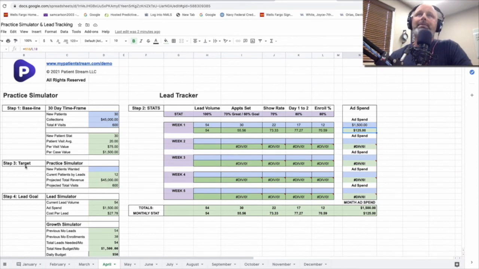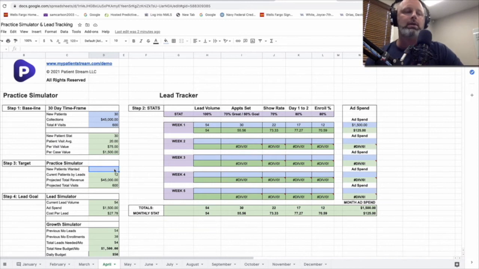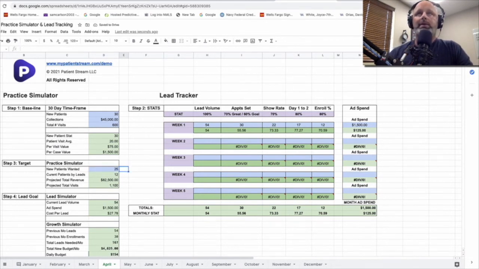All right, now step 3 is the practice simulator. All right, so we're at $45,000 a month in this example. Now let's say we want to go to the $1 million clinic. So $1 million is, I think, $83,000 a month. Okay, how do we get to $83,000 a month? Well, that's where this comes in. So we need to maybe feed some information into PatientStream. So 25, wow, that's pretty dang close. We'll say 26.